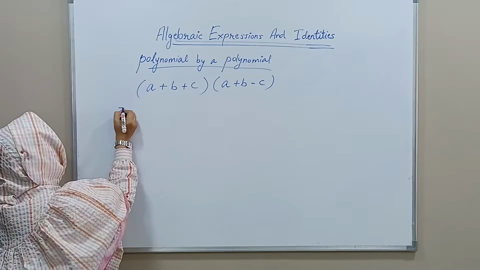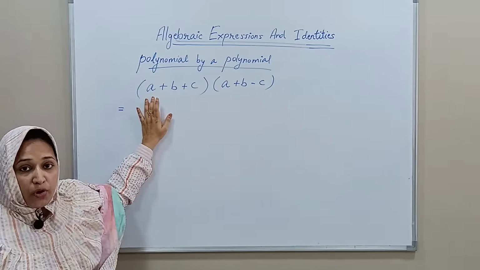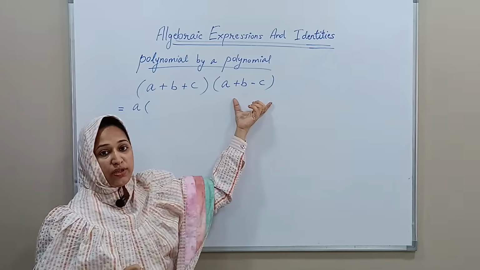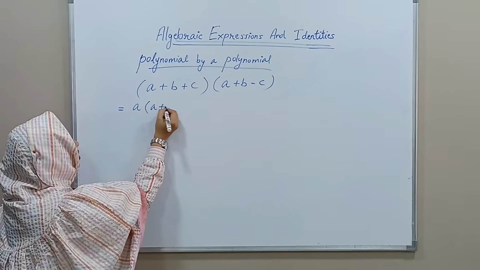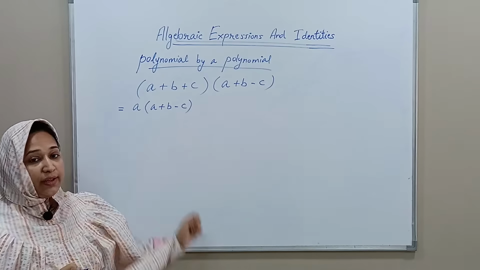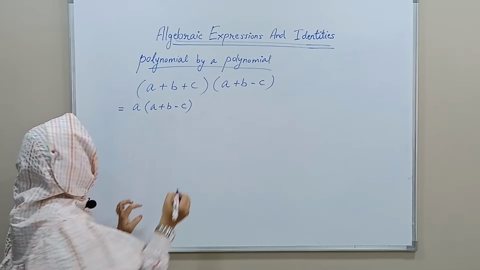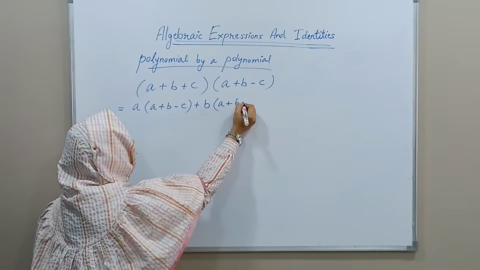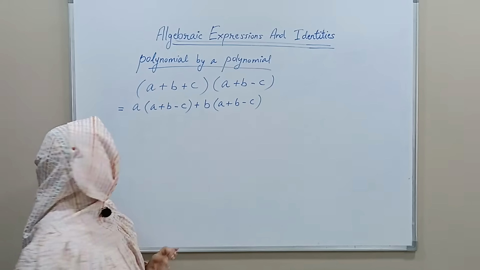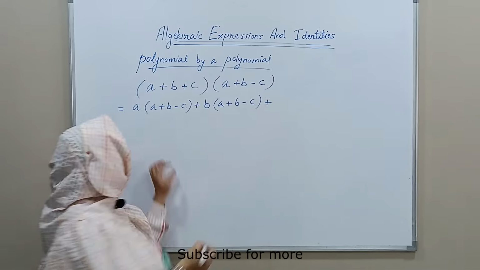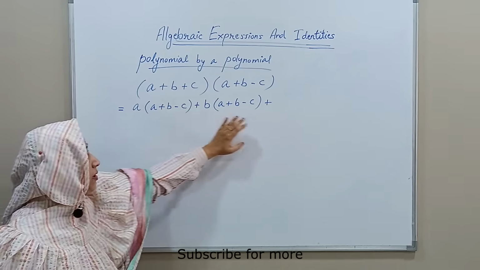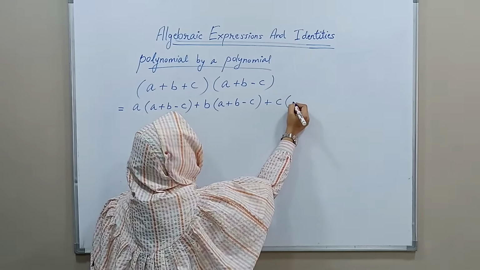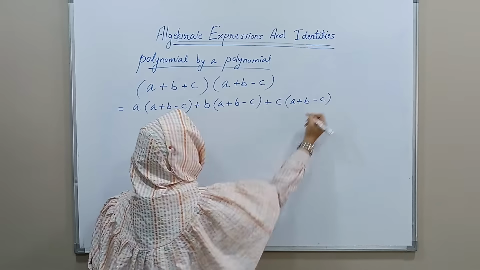To multiply, let us first take the first term of the first expression, that is a, and write down the complete second expression as it is. So a into a plus b minus c. Then we have a plus sign in the first expression. So plus b, and then again the complete second expression as it is, that is a plus b minus c. Then we have a plus sign again after the second term. And then we have c. So write down c and the second expression as it is, a plus b minus c.